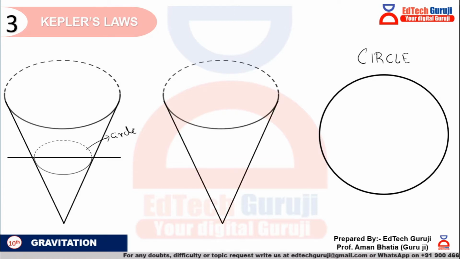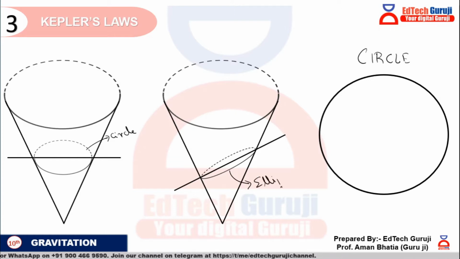But instead, if I cut the cone obliquely, and not straight, then students, the shape I am going to get is an ellipse. So here this particular shape, students, is an ellipse. So can I say an ellipse is formed from a section of a cone? Remember this statement.